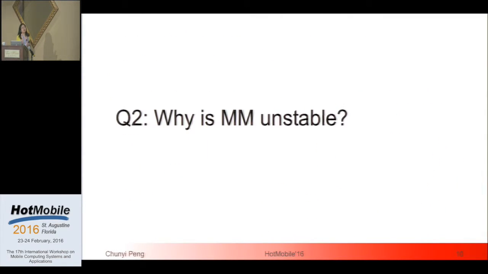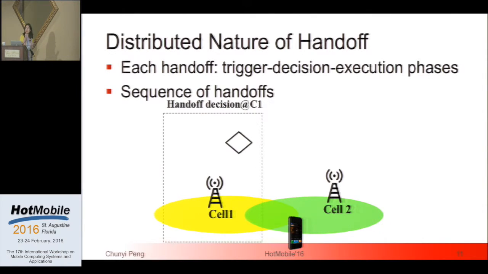Then we are curious, why? Why is mobility management unstable? Because, again, it's our common sense: supposedly, cellular should be quite successful, right? So, to answer this question, we look into the nature of the handoff.